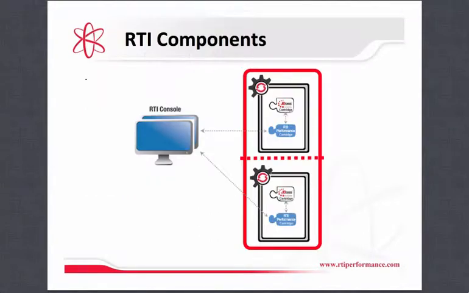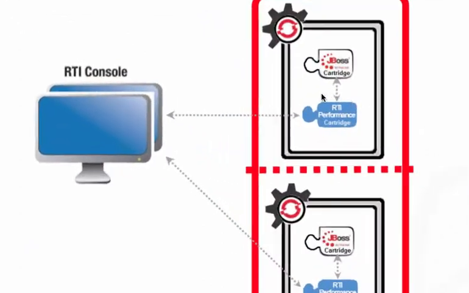When you use RTI in an OpenShift environment, there are two components. There's the RTI cartridge, which you install in an OpenShift gear to monitor the performance of your JBoss or Tomcat application. And then there's the RTI console, which you connect to the RTI cartridge in your gear to download performance information collected by RTI.